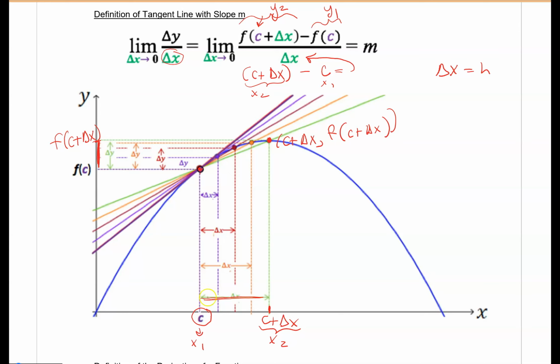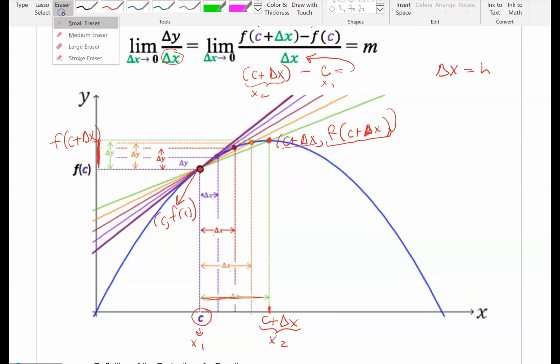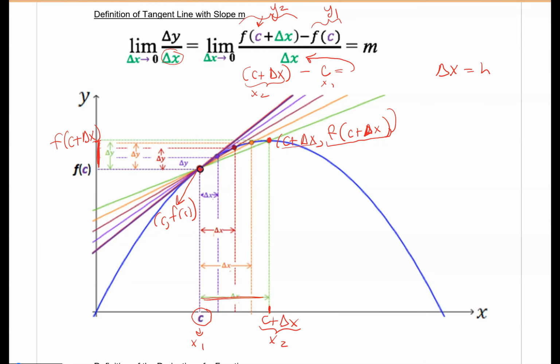But what I want you to understand is that delta x value is not an x coordinate on the graph. The x coordinates on the graph that we're looking at are c and then c plus delta x. Those are the x coordinates on the graph. And then these are the y values, f of c plus delta x and f of c, okay? And you see those here, y2 minus y1 over x2 minus x1. So if you were to just sort of block out, I'm just going to use a large eraser to try to block that out.